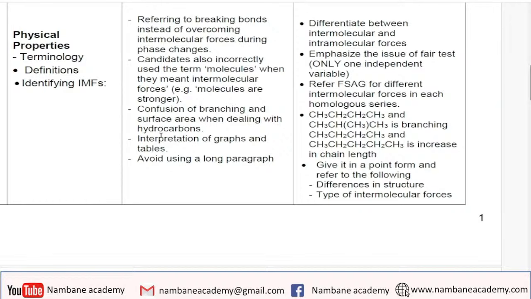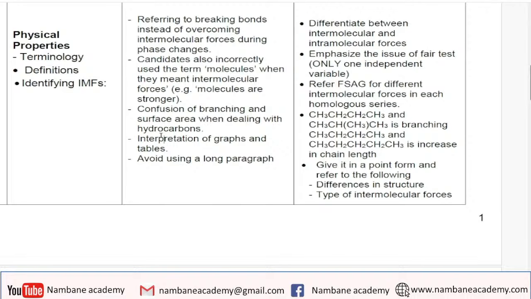But if you compare the physical properties of organic molecules from different homologous series, then in that case, you focus on the type of functional group or type of intermolecular forces. That is how we deal with these things. And this is one question where we expect each and every learner to get all the marks, because it is always there, and the expectation is always the same.